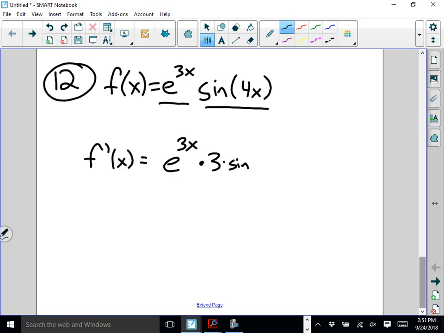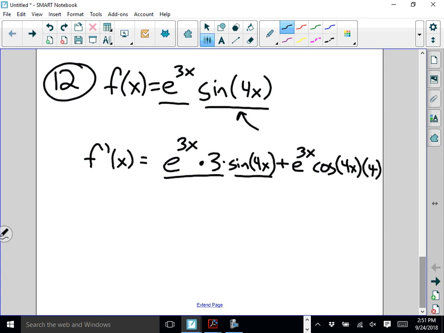So this is the derivative of the first times the second, plus the first, e to the 3x, times the derivative of the second. Well, that derivative is a chain rule, right? Because I have a function 4x within another function sine of x. So I do the derivative of the outside with respect to the inside times the derivative of the inside. What's the derivative of 4x? Well, that's 4. If I don't chain on that 4, this answer is not correct.